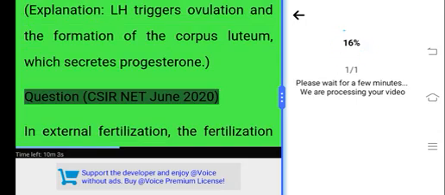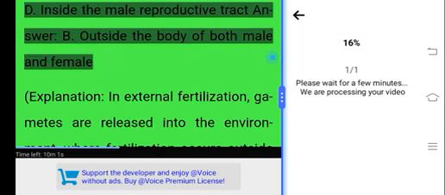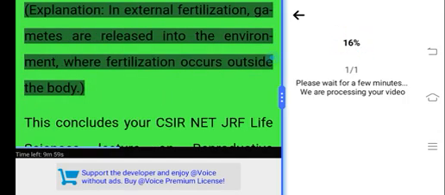Question, CSIR NET June 2020. In external fertilization, the fertilization occurs: A. Inside the female reproductive tract. B. Outside the body of both male and female. C. In the uterus. D. Inside the male reproductive tract. Answer: B, outside the body of both male and female. Explanation: In external fertilization, gametes are released into the environment, where fertilization occurs outside the body.